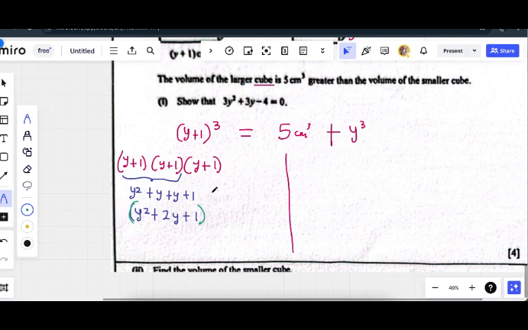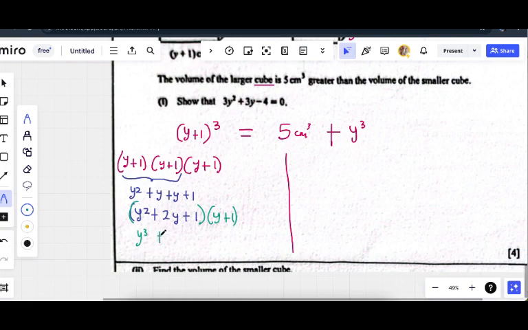We expand with this one, another y plus 1. So what this one means is that I will take this y and use it to multiply the whole of this. Before I take 1, I use y to multiply the whole of this. So y multiplied by y squared, I get y to the power of 3.